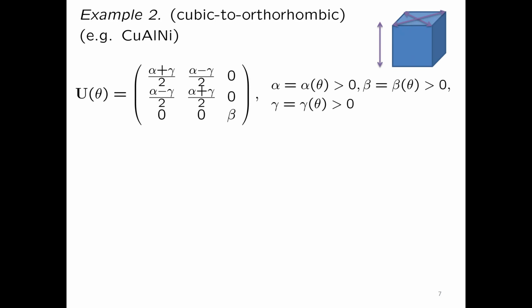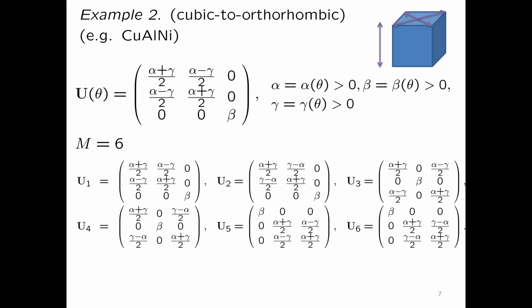And now cubic to orthorhombic, so for example, copper, aluminum, nickel. So remember that was the change of shape. So here is the U of theta. There are three parameters now, alpha, beta, and gamma, that will depend on the temperature. The beta is the stretching in the vertical direction, and these are the stretchings in the diagonal directions, and you work out, and there are six of them in this case, six distinct matrices, and there they all are.